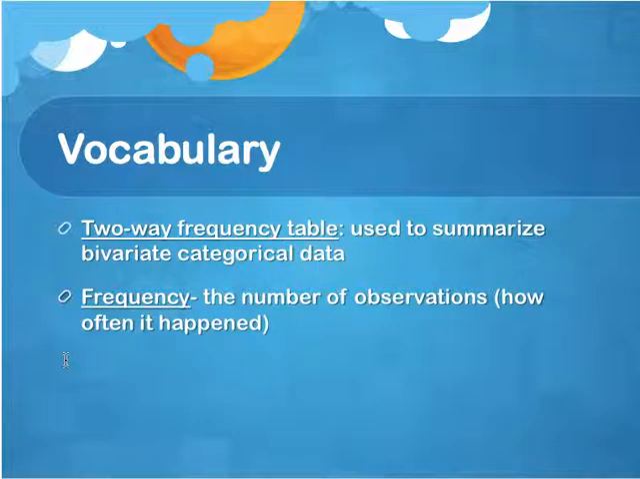Okay. Our next two vocabulary words are two-way frequency table. It's used to summarize bivariate categorical data. We're going to look at one in just a minute. And frequency is the number of observations. Okay, how often did it happen? You've heard frequency before, but you'll hear it again in a chemistry class when you're talking about wavelengths and frequencies.